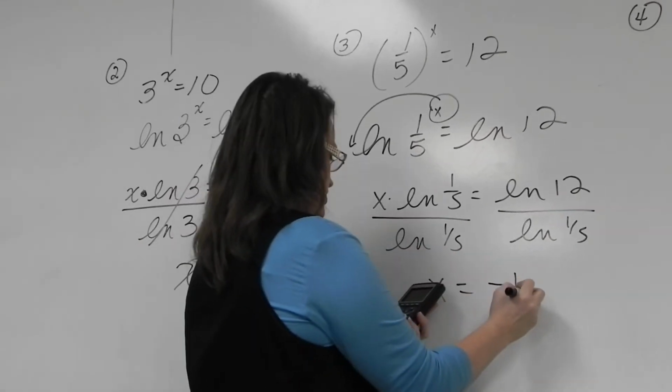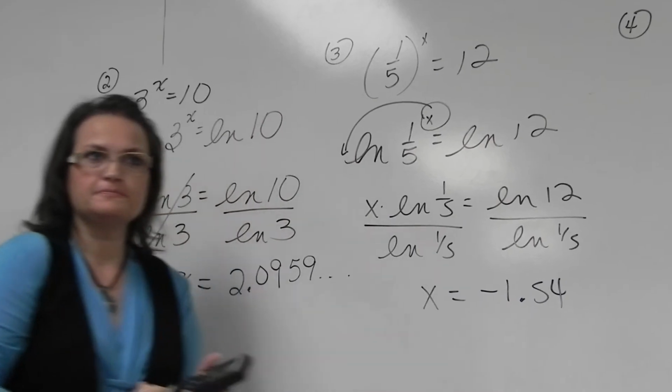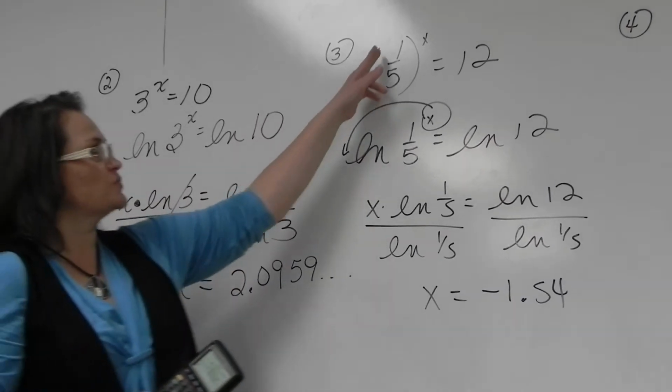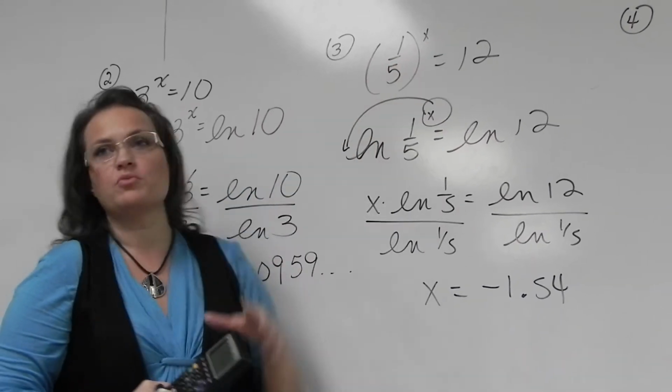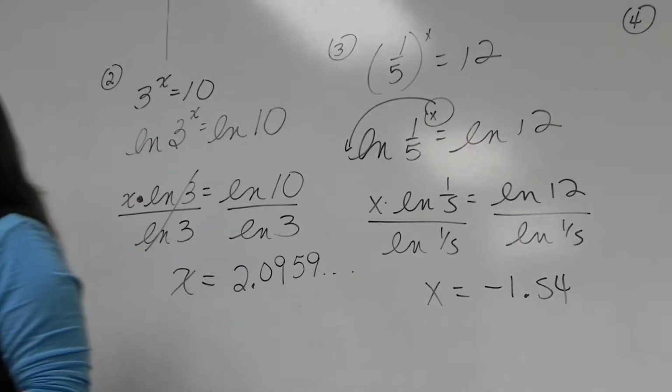You should get negative 1.54 approximately. You can check that out. Is 1/5 raised to negative 1.54 equal to 12?